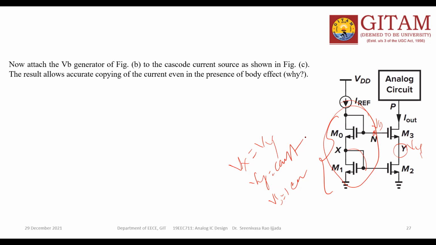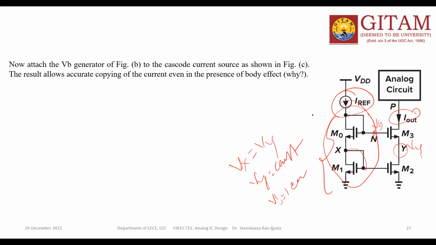Now your current source is copying the current. Our final result here is that the current copies the same current: I out is equal to I reference. This circuit has a few more components compared to the basic one. In the basic one, how many devices are there? Only two devices, M1 and M2. But now there are four devices.